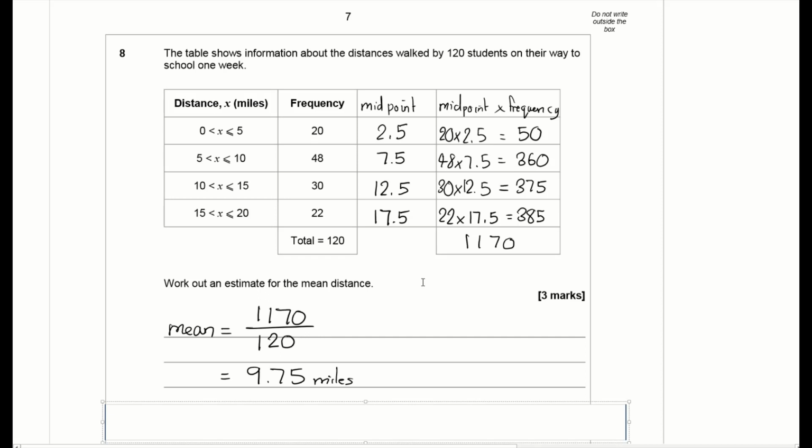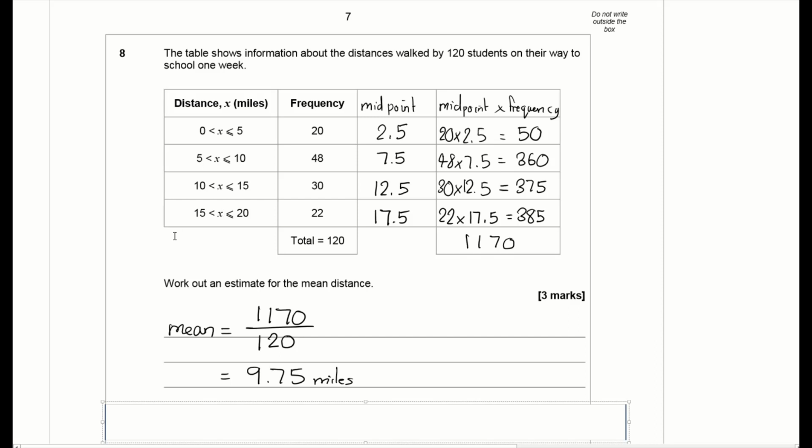Now, this particular type of table is called a grouped frequency table, and that could be recognised by the fact that you don't actually know the true distances that anyone actually travelled. You only know how many people are within each interval. We know that 20 people walk between 0 and 5 miles. 48 people walk between 5 and 10 miles, etc.